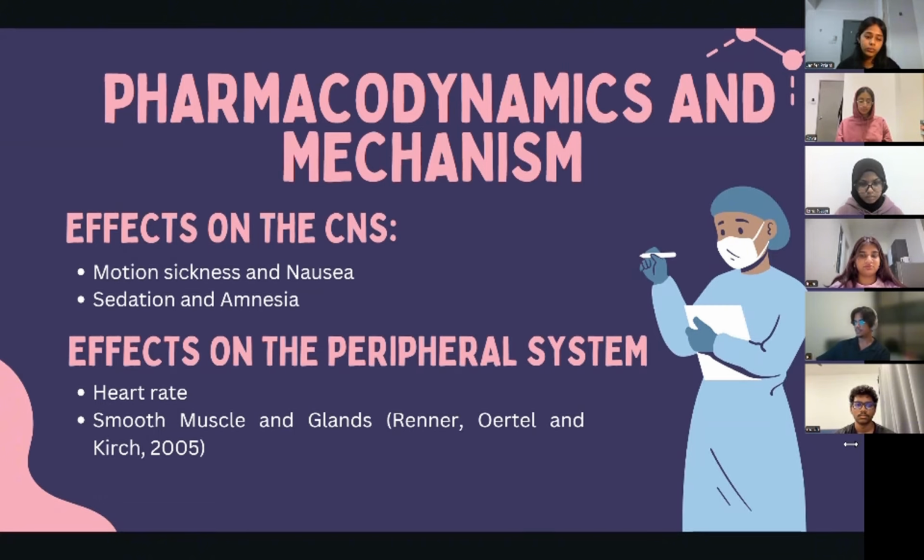Next is sedation and amnesia, where cholinergic transmission within the CNS can be greatly depressed, which in turn causes sedative effects and in some cases amnesia. This in turn can also affect the limbic system in the brain, which is involved with arousal and memory formation. It also has some effects on the peripheral system, such as the heart rate, where scopolamine blocks the M2 receptors, inhibiting parasympathetic stimulation that slows the heart rate, and this in turn causes an increase in heart rate.